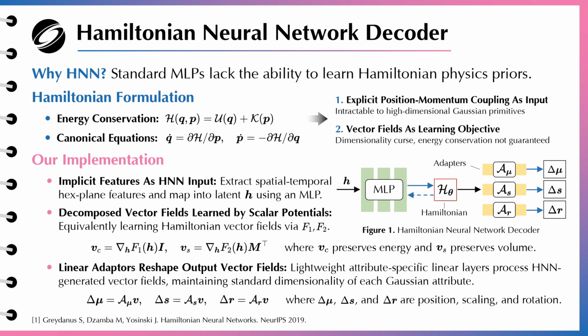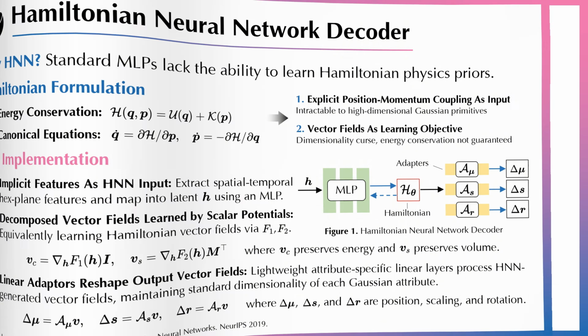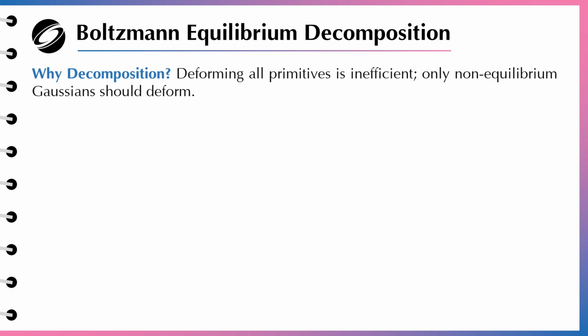While HNN ensures physically consistent deformation fields, a critical challenge remains: determining which Gaussian primitives require dynamic modeling versus those that remain static throughout the temporal sequence. Indiscriminate application of deformation to all primitives leads to computational inefficiency and potential artifacts in stable regions.